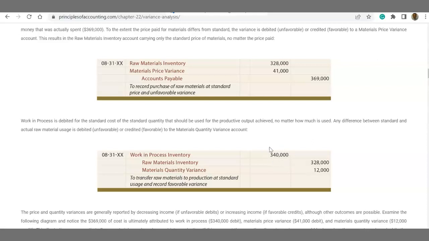And here, work in process goes up by $340,000 as a standard debit for a standard situation. However, you took only $328,000 of raw material as a form of credit. The rest comes from the favorable outcome of material quantity variance, $12,000. So you take less from inventory, but you put more in the work in process. How is that possible? It's magic because you have a $12,000 favorable outcome. And that's all coming from the calculation I have on the paper.